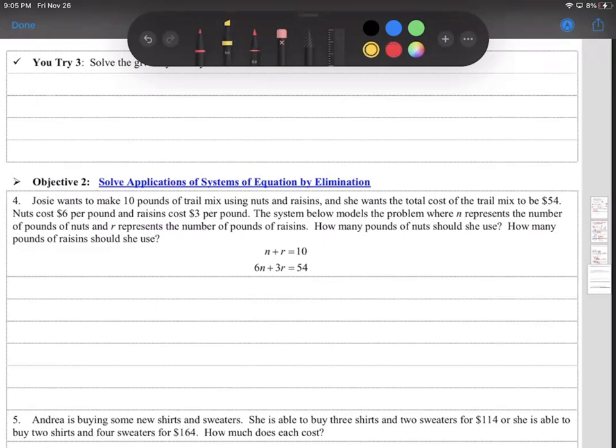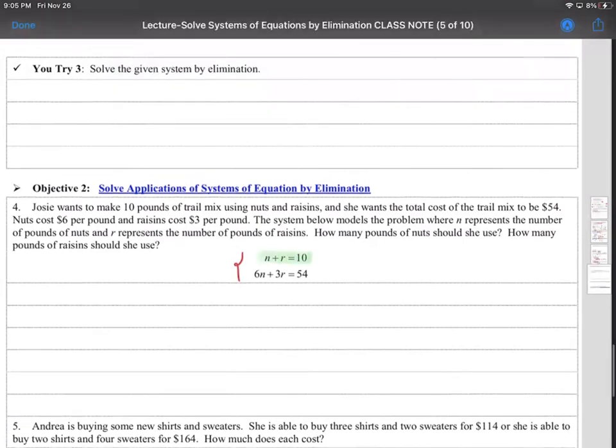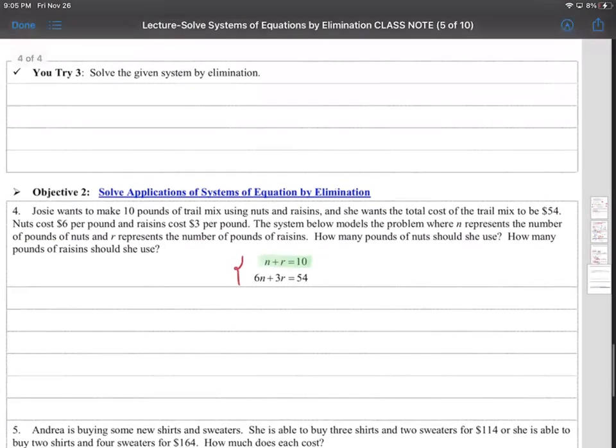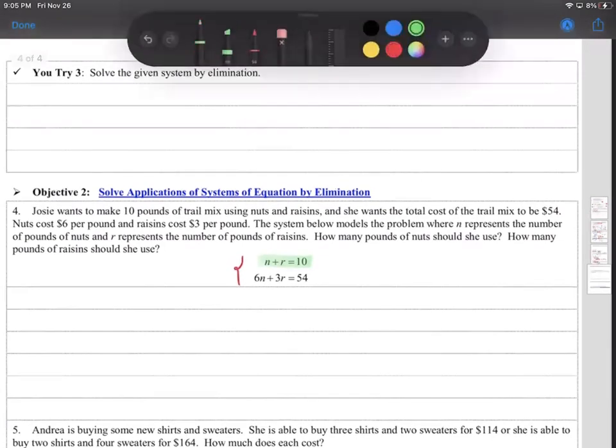So they give us the system of equations, which is nice, but we need to know what that means. I got the first equation, which is N plus R equal 10. Remember, N is the number of pounds of nuts, and R represents the number of pounds of raisins. Josie wants to make 10 pounds, so N plus R equal 10. That's pretty straightforward. The second one, 6N plus 3R equal 54.